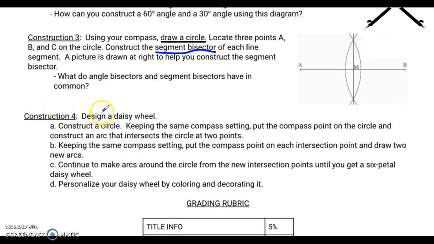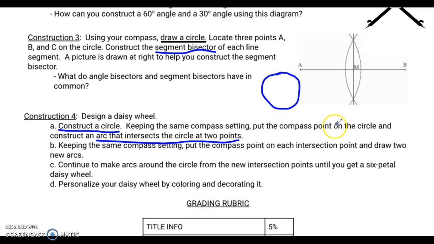Now for construction 4, it says design a daisy wheel. Please be careful because it says construct a circle. That's pretty straightforward. Keeping the same compass setting. So in other words, once you draw the circle, don't change the compass's length or distance. You're going to put the compass point on the circle somewhere and construct an arc that intersects the circle at 2 points. So you have your original circle. Look at that beautiful, perfect circle.